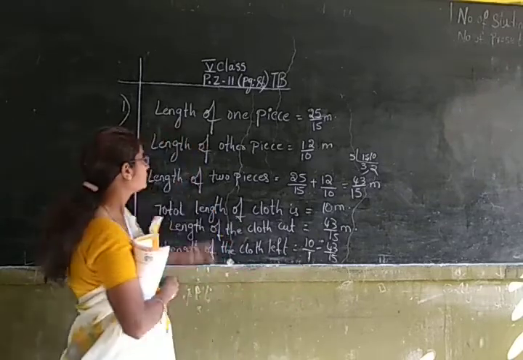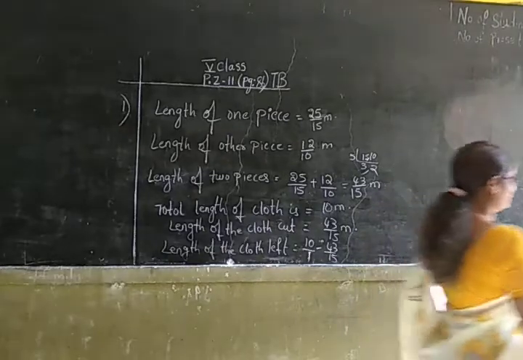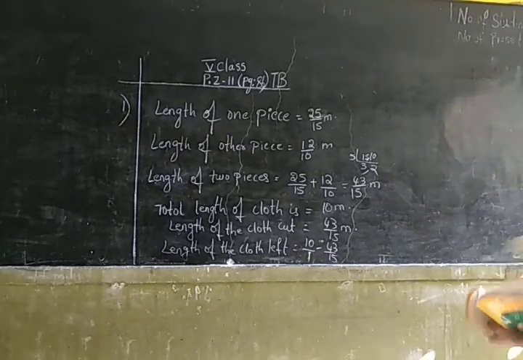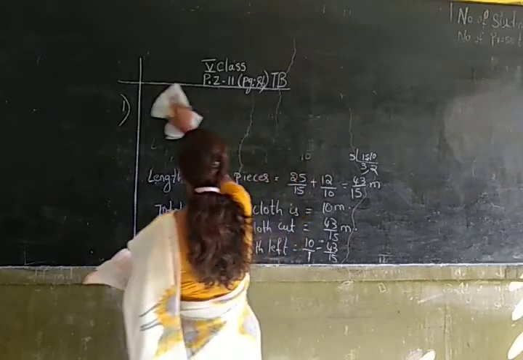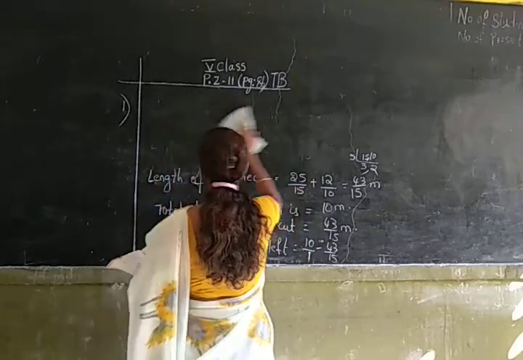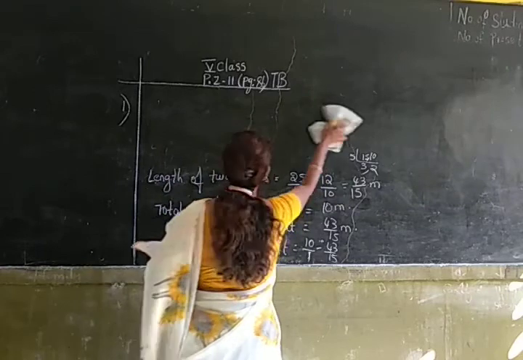Okay children, now let us do the subtraction. Did you understand children? The shopkeeper has 10 meters of cloth. He has cut 2 pieces.